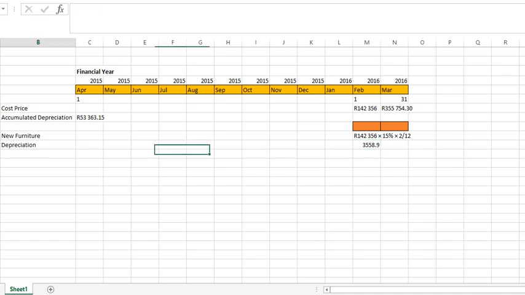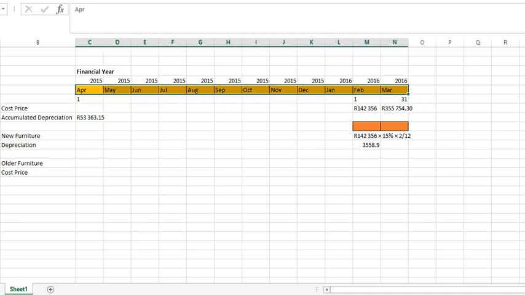So that's on our new furniture. If you look at our older furniture, on that we now need to determine what is our cost price. So our cost price is then going to be this balance as at the end of the year minus this new furniture which we bought, because we went and we separated that and we dealt with that separately to get to the depreciation of that. So we need to separate that from this balance at the end of the year, and on that we're going to depreciate for then 12 out of 12 months.